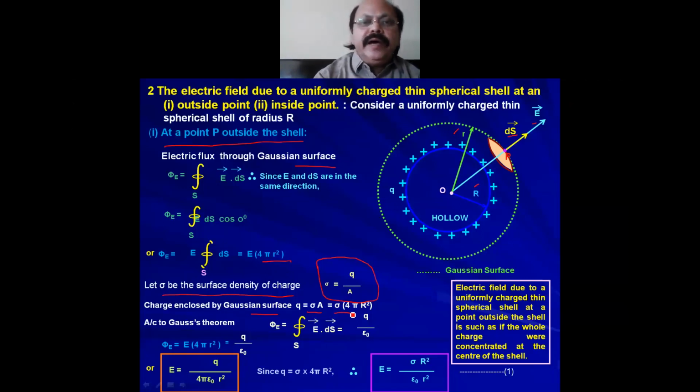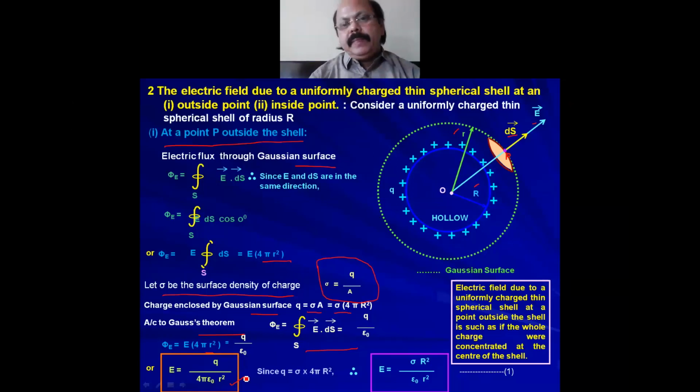Now you apply Gauss's theorem. Then phi is equal to closed integral E dot ds equal to Q upon epsilon naught. And this you have already calculated, that is phi E equal to E 4 pi small r square equal to Q upon epsilon naught. Now from here, E equal to Q upon 4 pi epsilon naught r square. So you remember here, E is inversely proportional to the square of the distance.